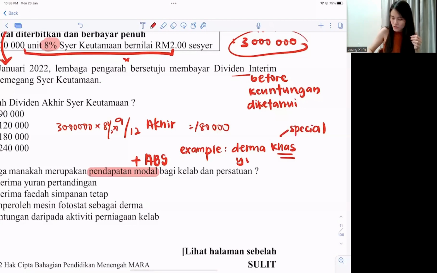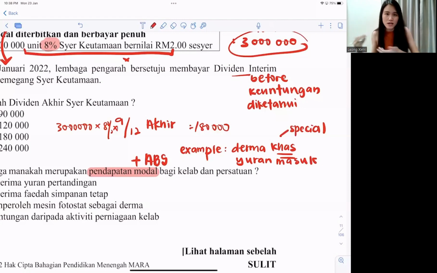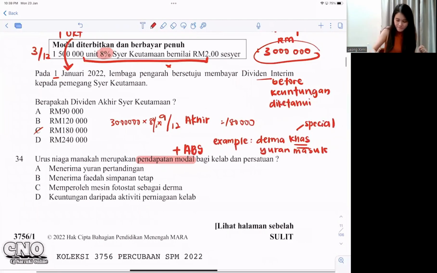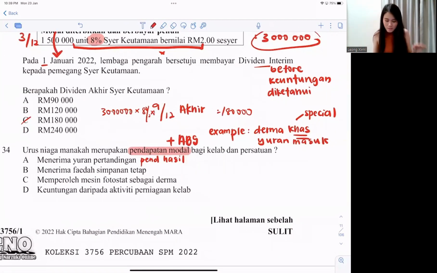Okay. Other than that, we can also see sometimes it's yuran masuk lah, which the question will say yuran masuk merupakan pendapatan modal. So we treat the registration fee as part of increasing the dana terkumpul of the club dan persatuan. So anytime we need funds, then we will take from there. Okay, so we say menerima yuran pertandingan. No, yuran pertandingan is pendapatan hasil. Because memang club dan persatuan always will have pertandingan, so this is part of like a daily thing. Menerima faedah simpanan tetap. No, also pendapatan hasil.